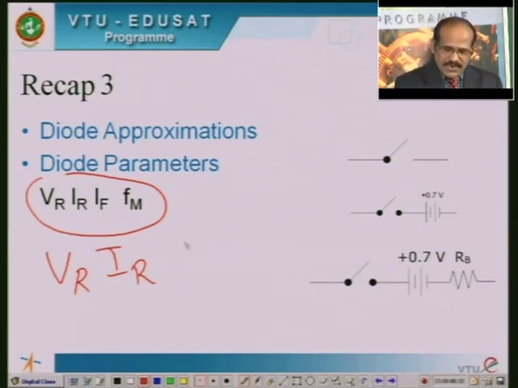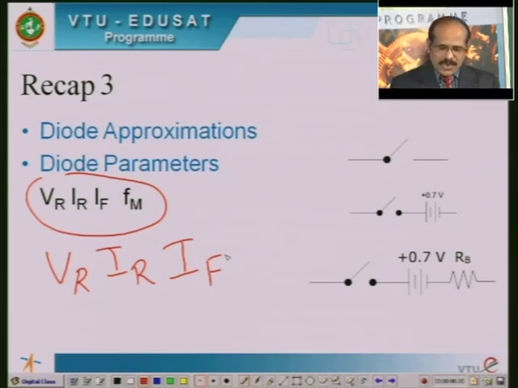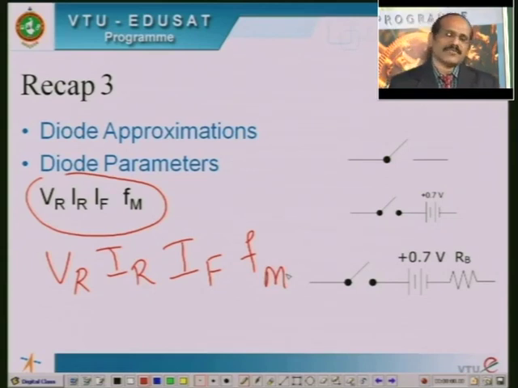We also defined the forward current. This is the forward current that can be allowed to flow through the diode when the diode is forward bias. Apart from that, we have one more rating, called FM. This represents the maximum switching frequency of the diode.